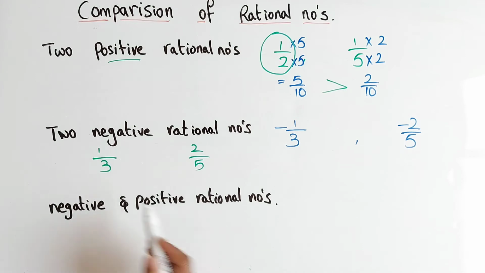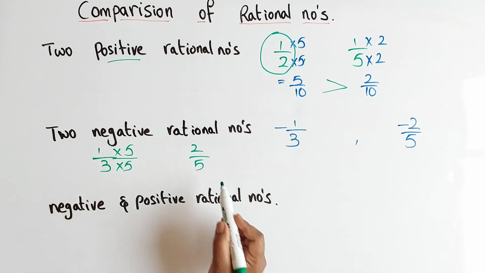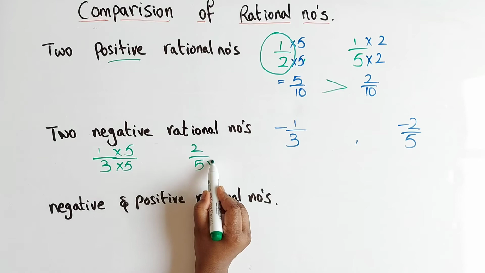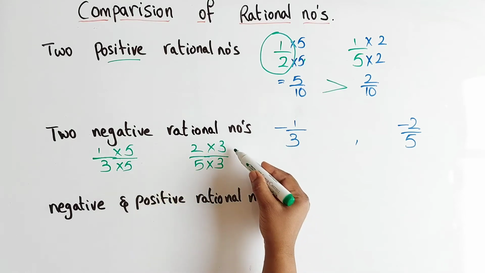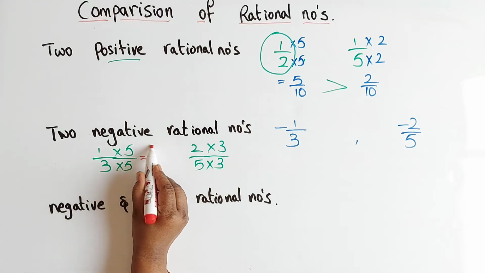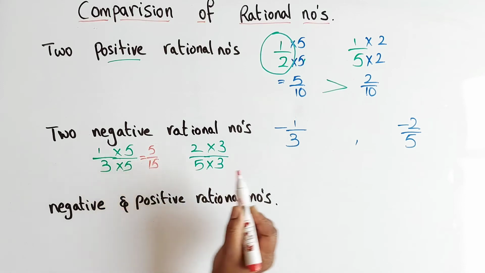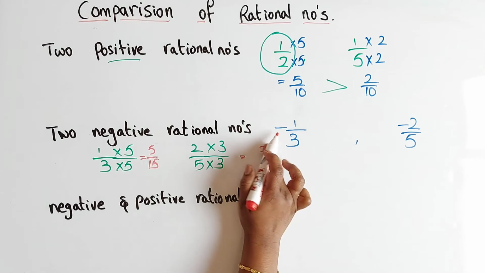Correct, children? So the LCM of 3 and 5 is 15. Here I am multiplying with 5 and here also I am multiplying with 5. 3 fives are 15, right? Here we have 5. Let us make the denominator 15, so I am multiplying with 3 in numerator and denominator also. Now what is the answer here? Here 1 by 3 became 5 by 15. Now here 2 by 5 became 6 by 15.